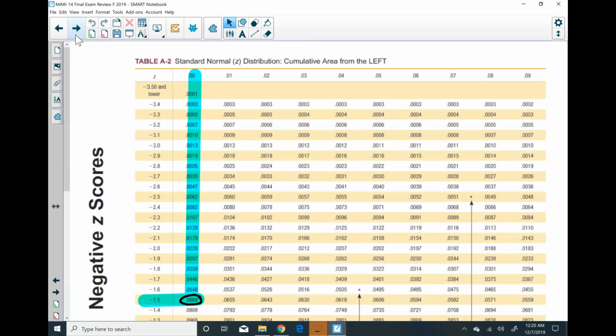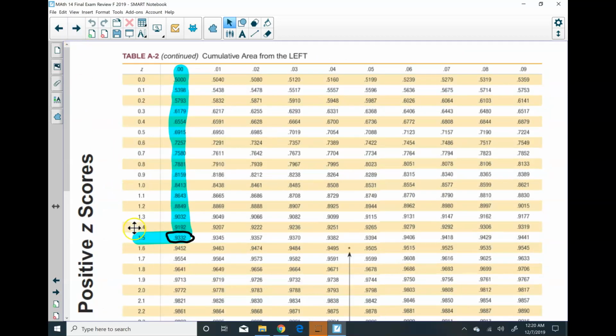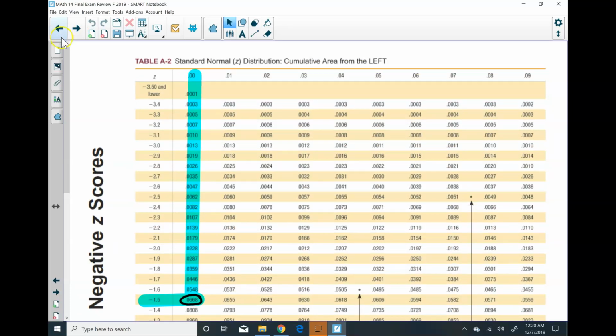So looking at the positive z-scores, we have 1.5 and then 0. So this is 1.5, there's your 0. You scroll down here and you find that that particular probability is 0.9332. And then we also want to find the probability for negative 1.50. And if you scroll down here, you get the value of 0.0668.